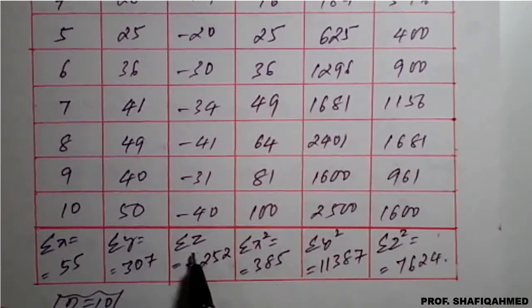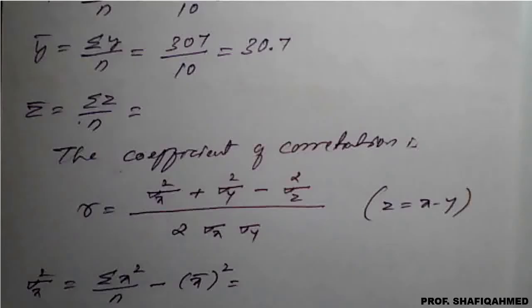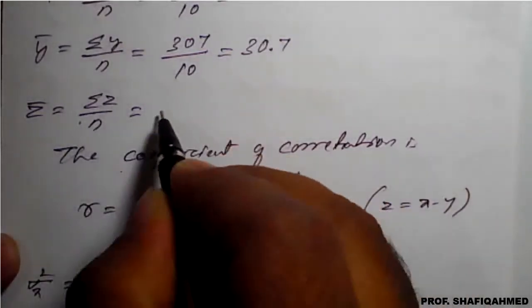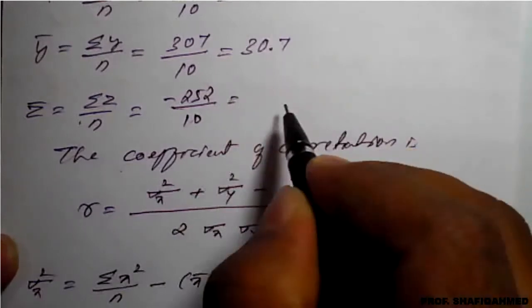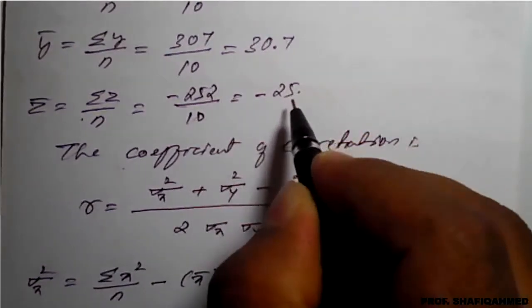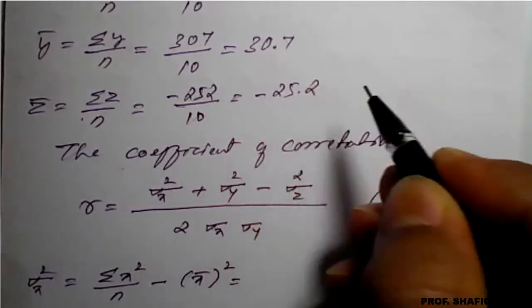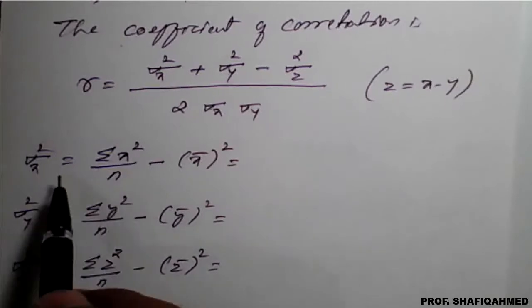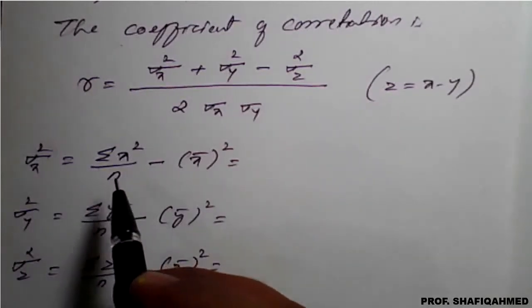So first, with the help of this summation of z, we'll get back to the value of z bar, that is minus 252 divided by 10. We'll calculate first. So summation of z is minus 252 divided by 10. So we'll get minus 25.2. Now we'll come back to this respective formula what we have taken. So we'll fill the values here.